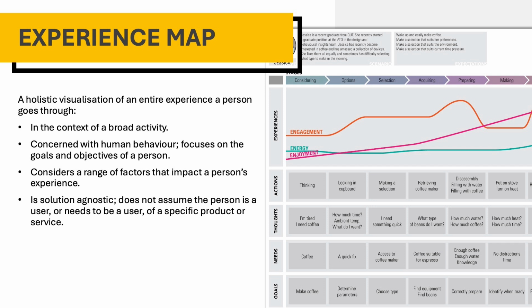An important characteristic about an experience map is that they are solution agnostic. This means that it does not assume that a person is a user or needs to be a user of a specific product or service. They can explore very broad activity without a specific product or service at the center.